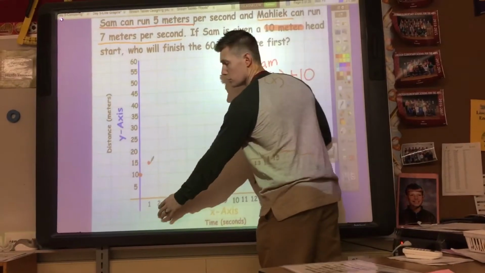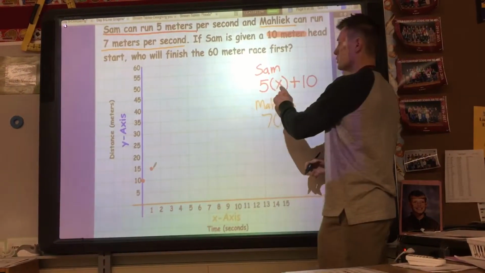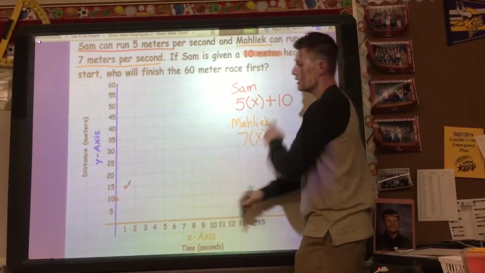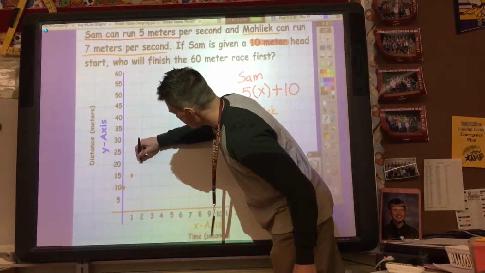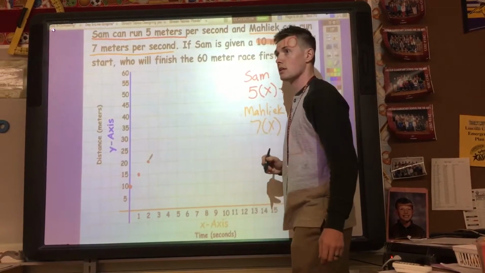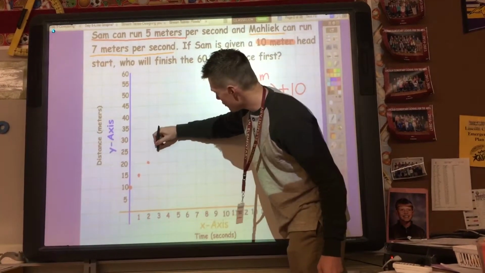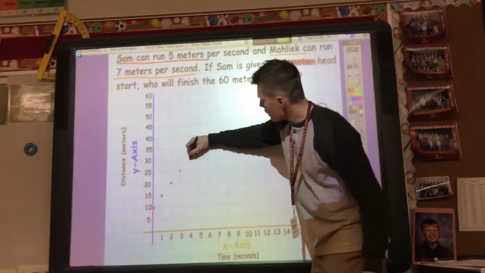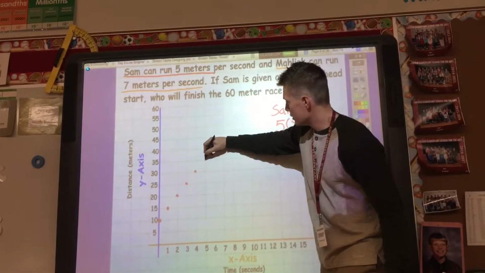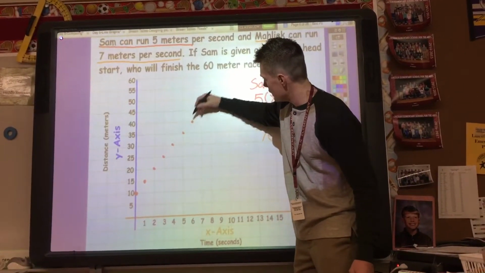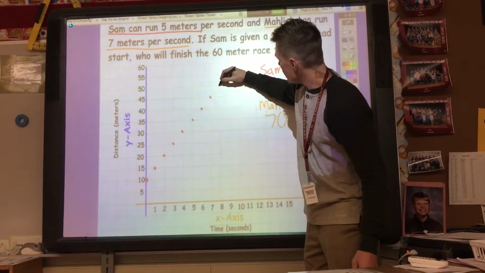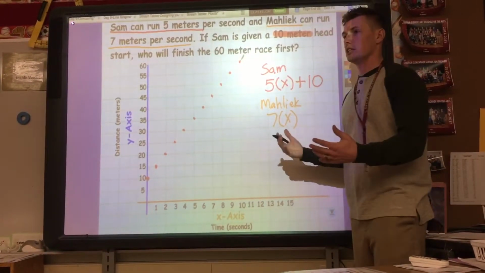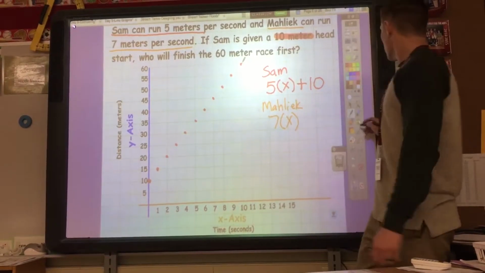If I plug in 2, 2 times 5 is 10, plus 10, Sam is going to be at 20 meters. Then 25 meters. And every second that goes, we're going to gain 5 meters in distance. So we see that we are creating a linear equation, a line basically.